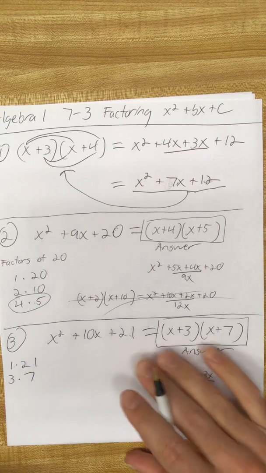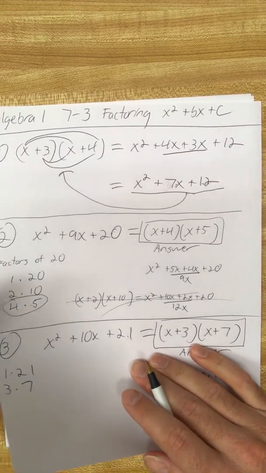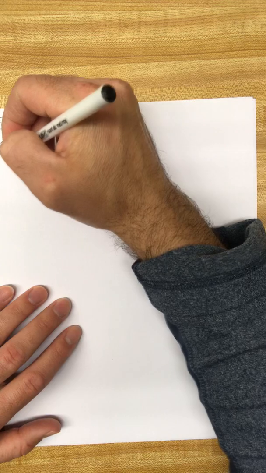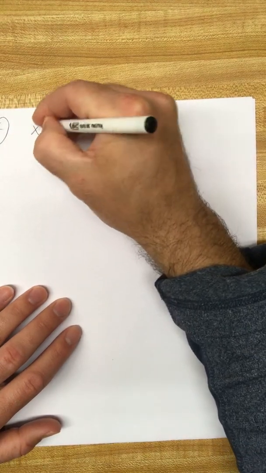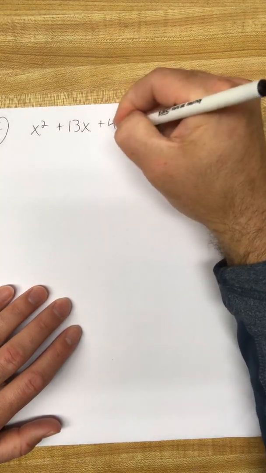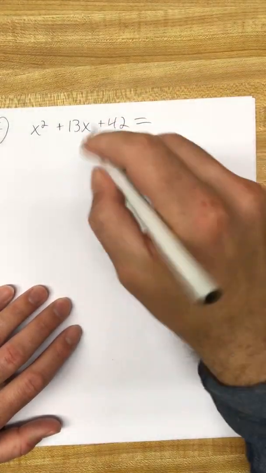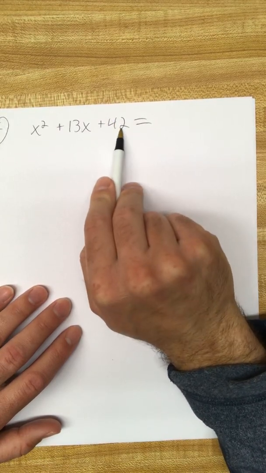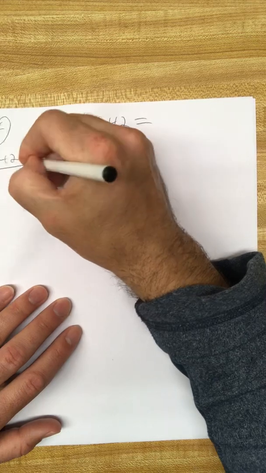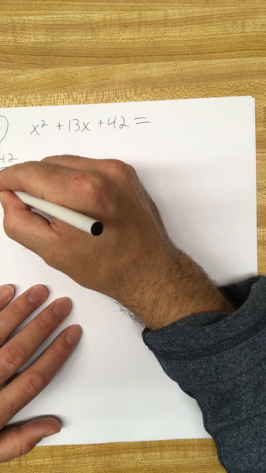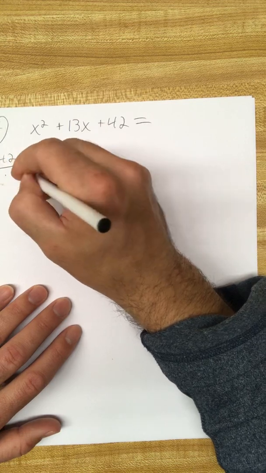Okay, so let's do one more with addition. So again, we're looking at c first. The first thing you're doing in all these problems is take that third term, 42, and figure out your factors. You always have 1 times 42. Be methodical. Don't miss anything here. Just go right down the list. So you got 1 and 42, of course.